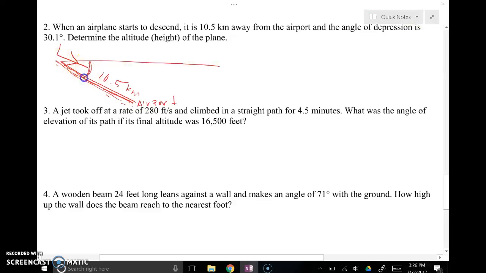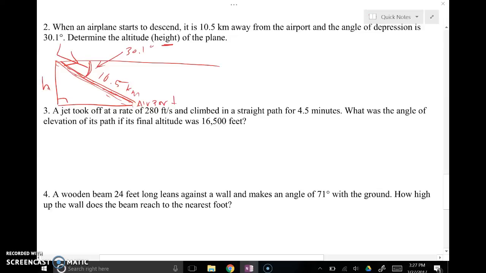Okay? It says from the angle, and the angle of depression, so that means I look out and I look down. That's this angle right here. That angle is 30.1 degrees. And I want to determine the altitude, and altitude is another word for height. Now remember, height is perpendicular to the ground, so this is my height that I'm looking for here.